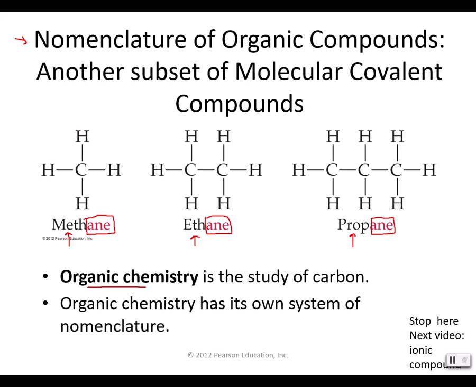If so, then you can take the 2000 level organic chemistry course. So that's the end of this little video. In our next vignette, we're going to talk in more detail about how to name ionic substances, those that have a metal and a nonmetal.